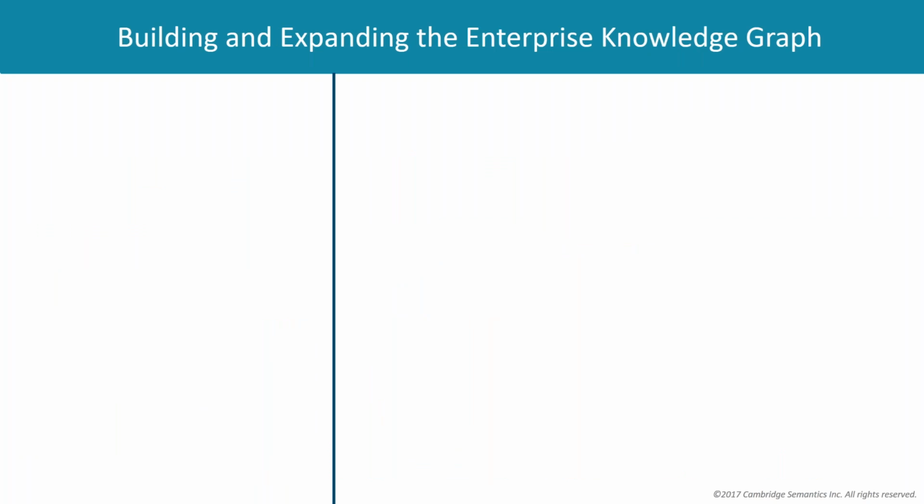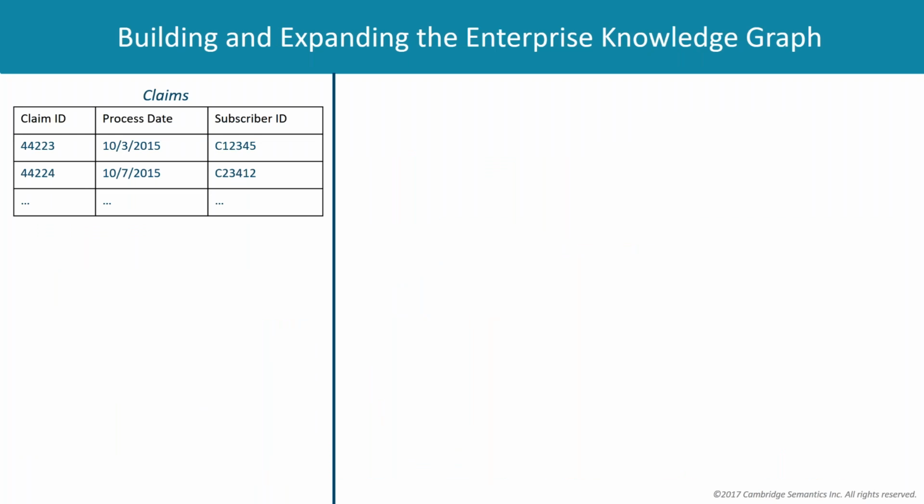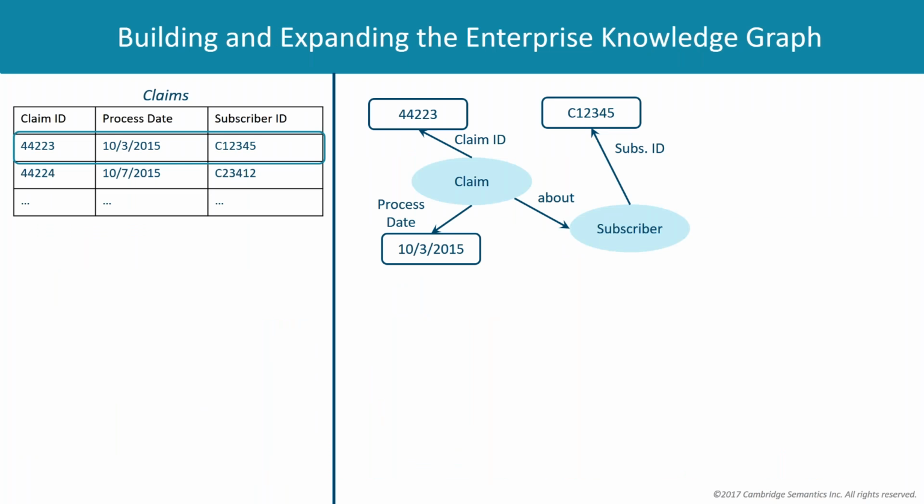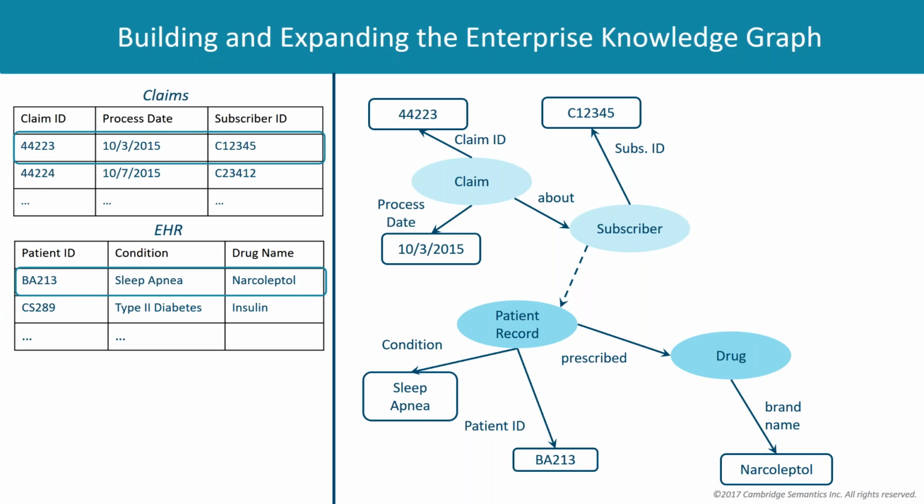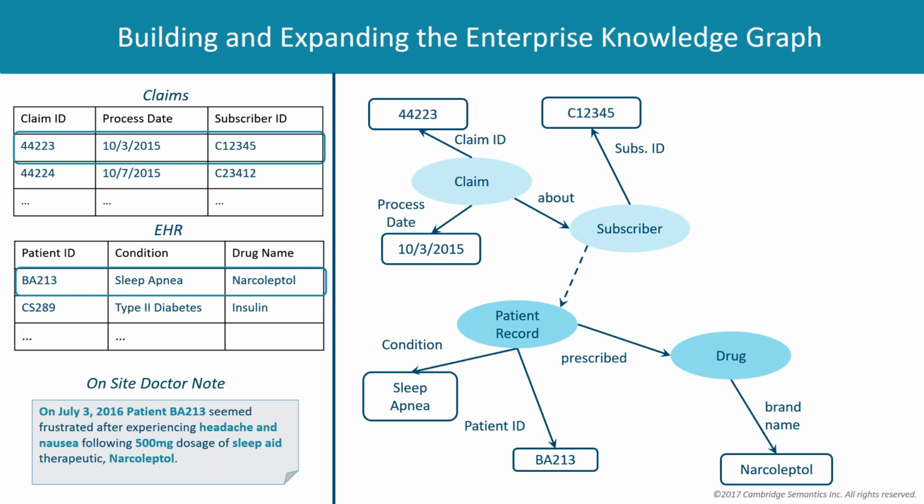And so going one level deeper into this, how did we build this knowledge graph? We saw how we did it for structured data, right? We started with a structured database like this insurance claims table. We built this bit of knowledge graph in an automated fashion. We did the same thing for healthcare records. But now we introduced a piece of unstructured content. In this case, it's a doctor's note that's talking about some experience that a patient has had.